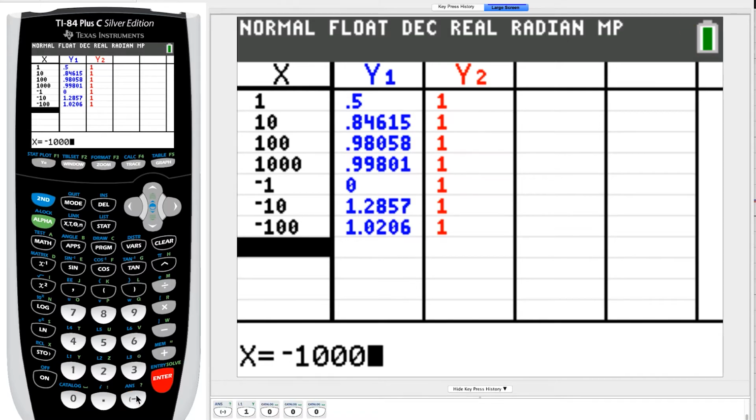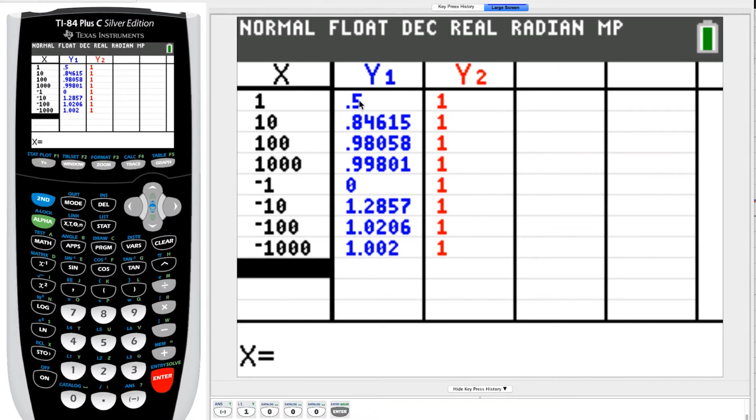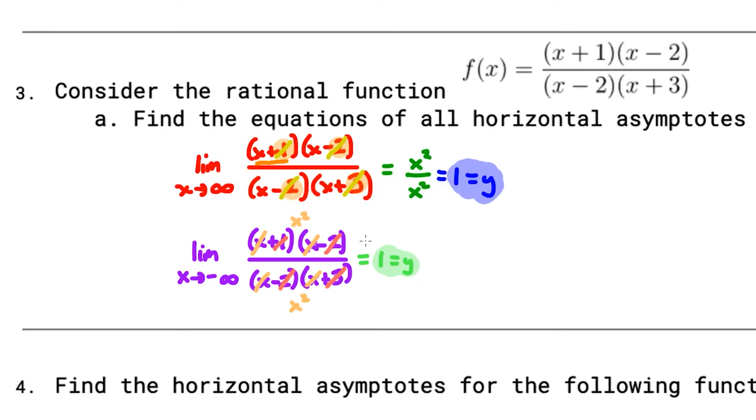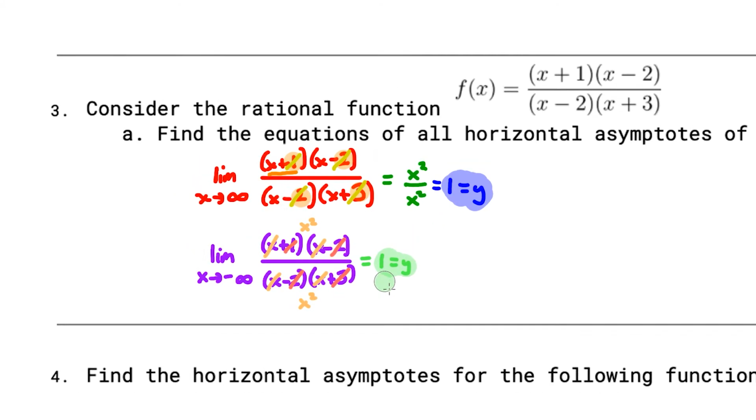-1,000. Okay, you'll notice it's getting closer to 1 as you approach infinity on one side, and on the other side, for negative infinity, it's getting closer to 1 as well. So that shows us that we are doing the problem correctly with that horizontal asymptote. So y equals 1 for both of those.